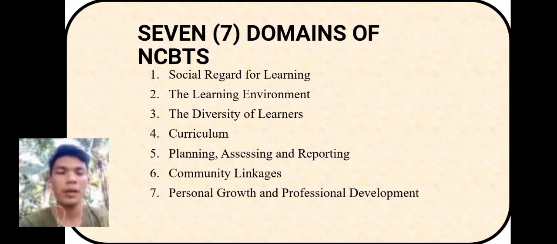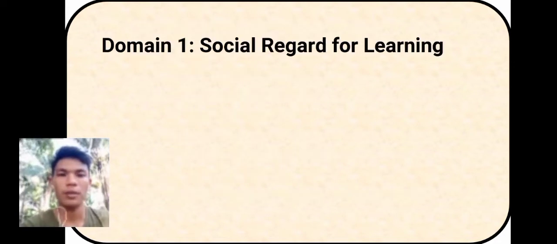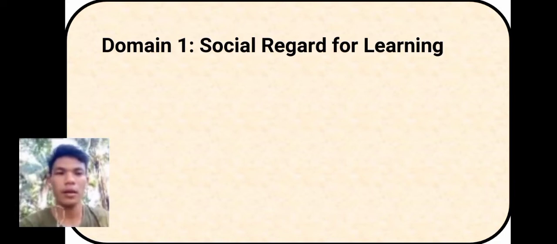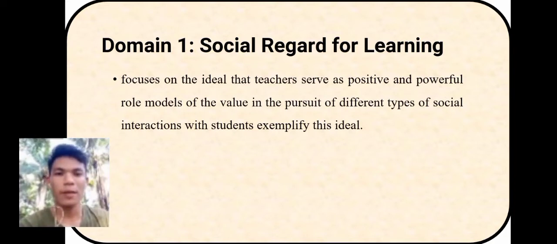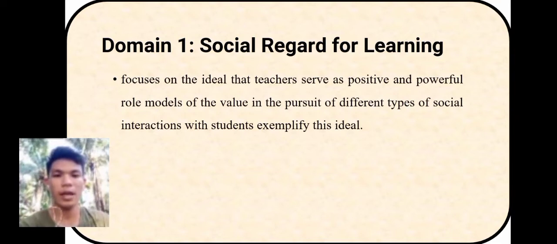So my topic that I will discuss is the 7 domains of National Competency-Based Teacher Standards. So domain 1, social regard for learning, focuses on the ideal that teachers serve as positive and powerful role models of the value in the pursuit of learning. Different types of social interactions with students exemplify this ideal. So as a future teacher, act as a positive role model to your students.